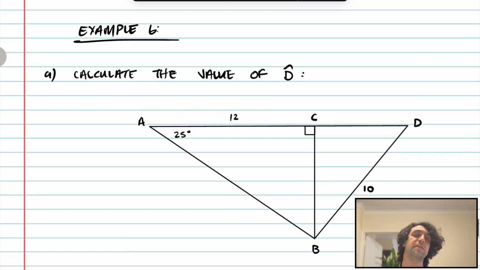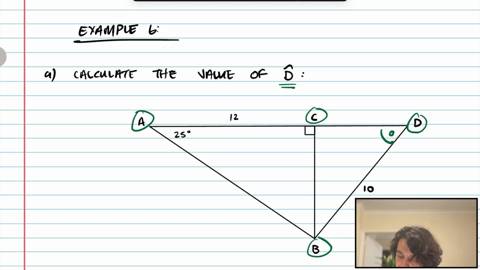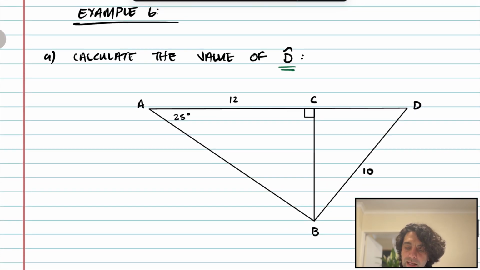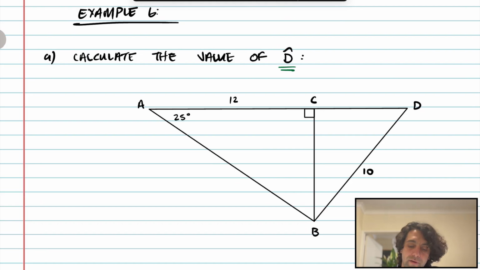So example number 6 is asking us to calculate the value of angle D. So this is another way that sometimes we ask you guys, okay? I'm not a huge fan of it, but what this angle D means is that we have A, B, C, D. This is our angle D, the corner of that D over there, okay? So let's analyze what we have very quickly.